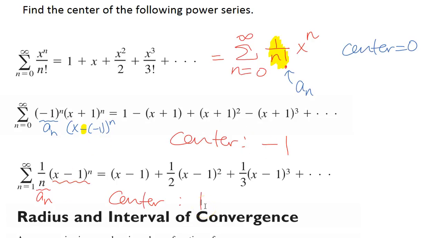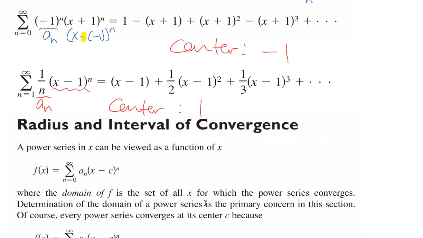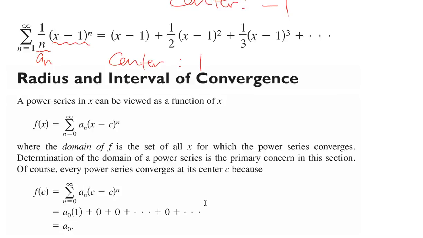Alright guys, the goal of this topic is to find the radius and interval of convergence of a power series. So first, let's talk about the domain of a power series. A power series in x, a power series which is written as a function of x, can be viewed like this: f of x equals summation an times x minus c to the n. And the domain of f is the set of all x for which the power series converges.